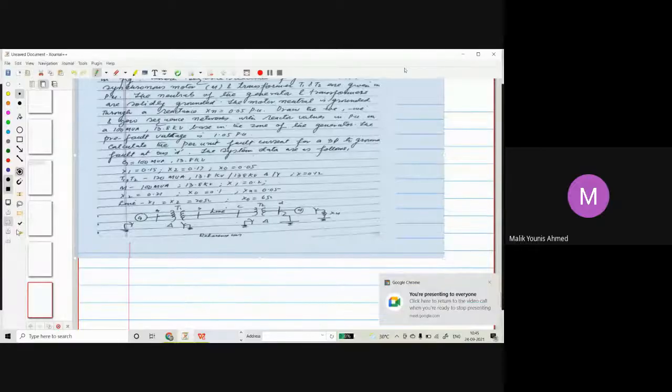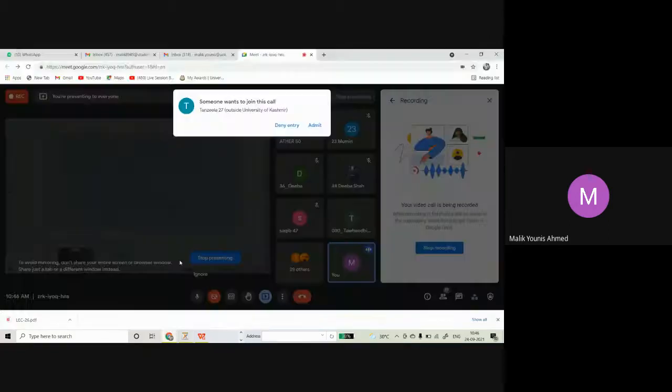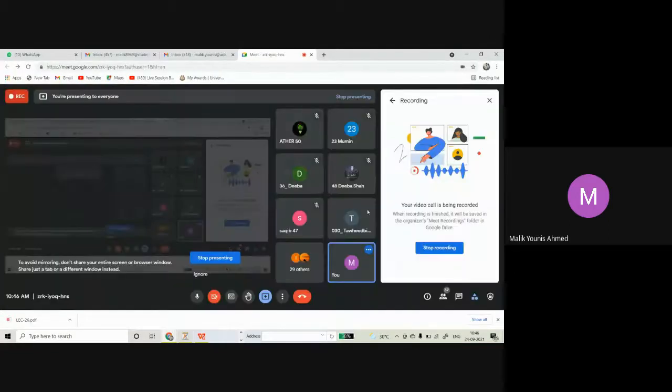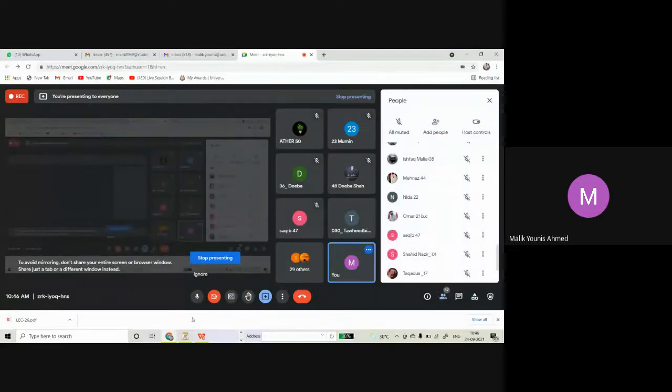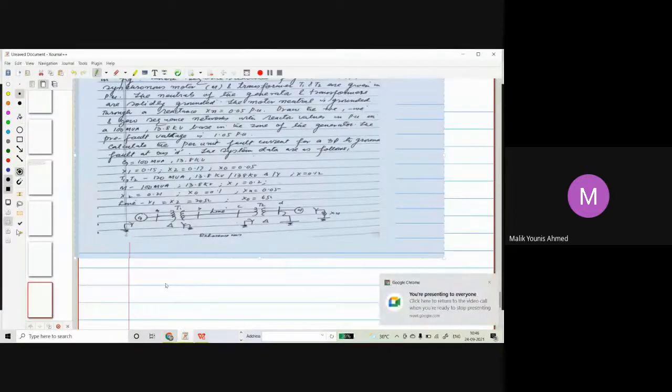So data is given. I will be drawing from the single line diagram, the positive and negative sequences. We don't have any problems, but the only problem is with the negative sequence. So you can take reference on top, reference on below. It doesn't matter at all. Okay. Now, let's talk about the positive sequence.